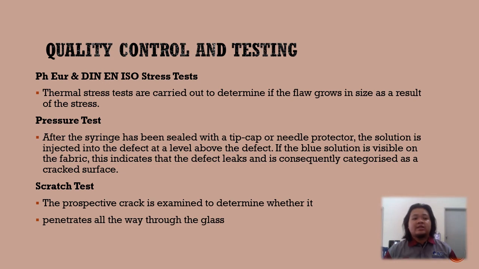Lastly, scratch test. A potential fracture is checked to see whether it penetrates the glass. If so, the crack is sealed. A scratch is formed across the fault using a syringe needle. This process is repeated 5 times on the syringe inside and outside. A complete glass fracture occurs when the same result occurs on both the interior and outside of the glass.